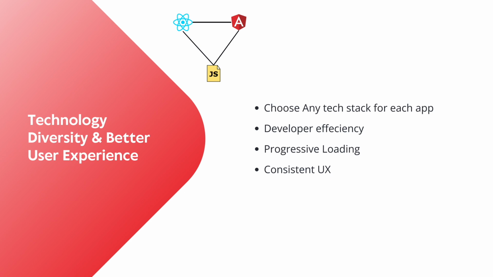Now we have developer efficiency. Some developers might be efficient in Angular, some in Vue.js, and we can utilize those developers as well. If we have an Angular developer but a monolithic architecture built in React, we couldn't utilize him. Now we have the choice to utilize our developers efficiently.